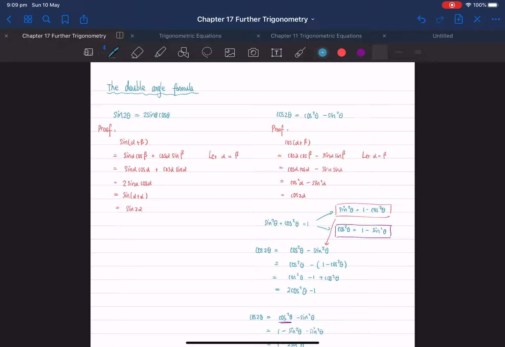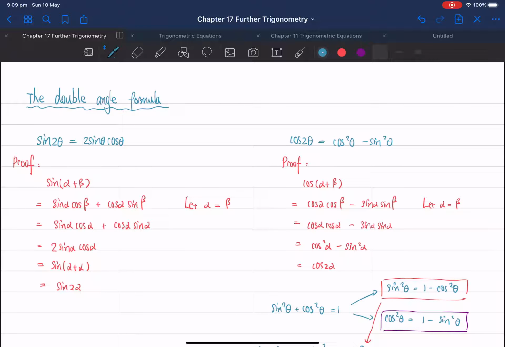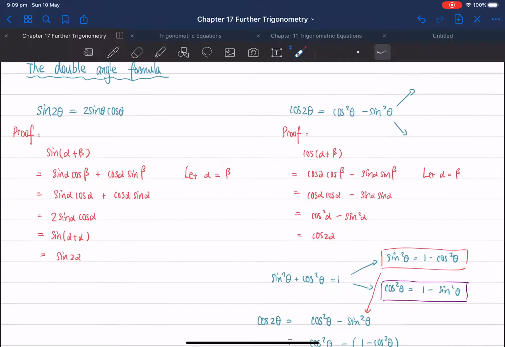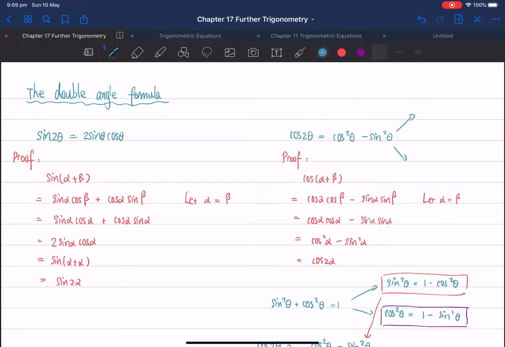You have 3 expressions, 3 different forms. So let me just write this one here. The first one is the more general one, which is cosine squared theta minus sine squared theta. Then you have the one that's only in terms of cosine, which is 2 cosine squared theta minus 1. And the last one is 1 minus 2 sine squared theta.